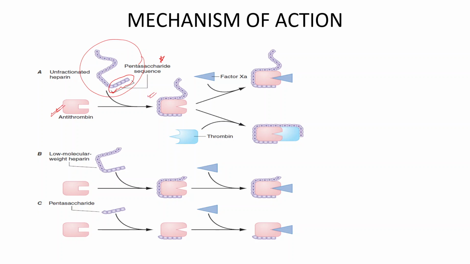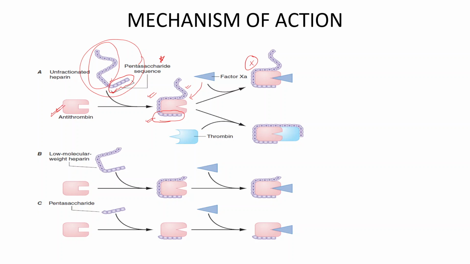Now here, this structure can bind factor 10A, and factor 10A is inhibited here. For inhibiting factor 10A, unfractionated heparin needs only this pentasaccharide molecule. The extra length of polysaccharide is not required to inhibit factor 10A.